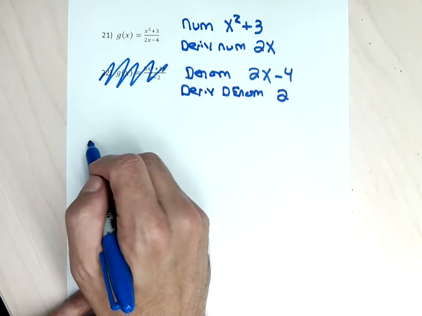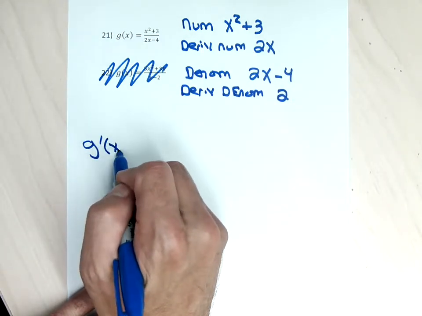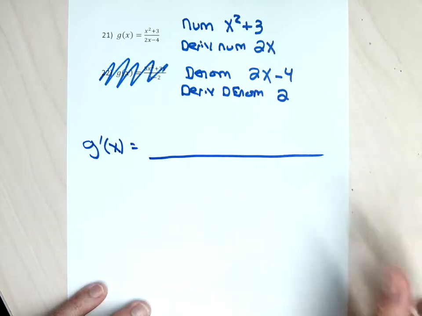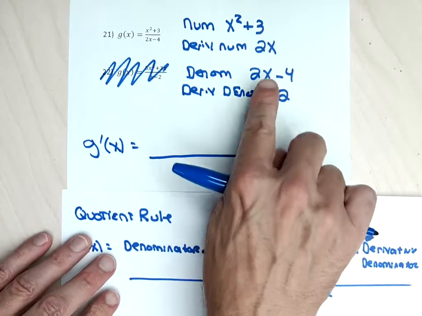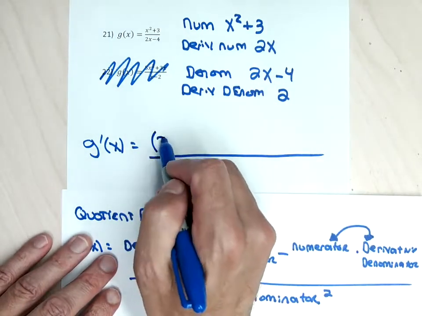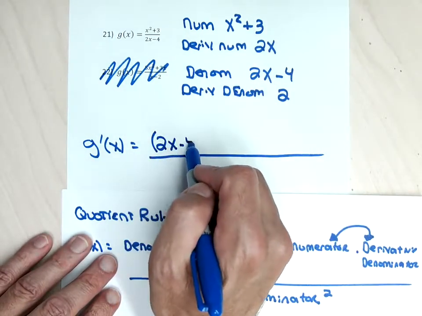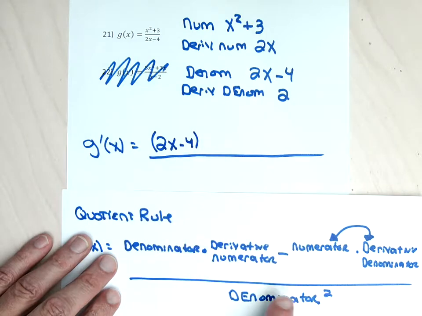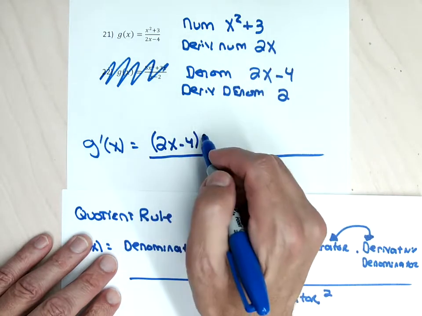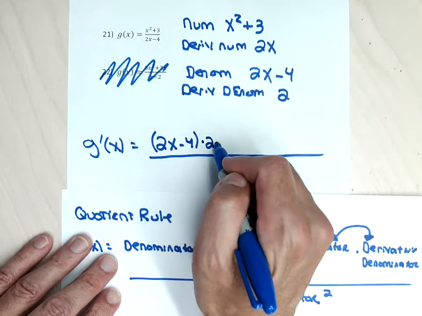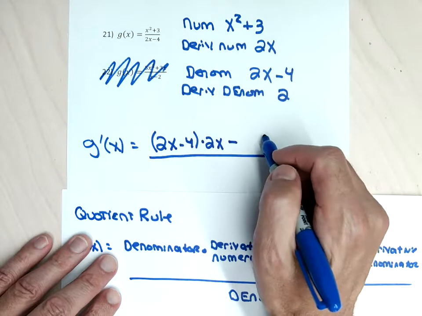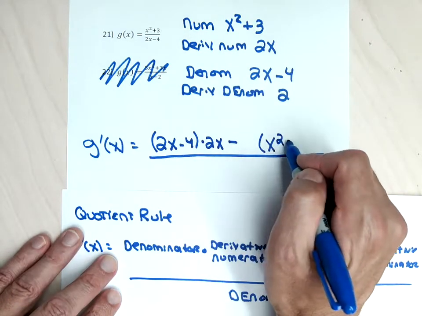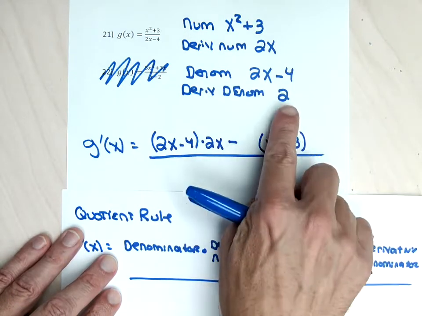For my derivative, using the formula, to find the derivative, I'll write the denominator, 2x minus 4, put it in parentheses because it's a binomial, times the derivative of the numerator, which is times 2x, doesn't really need to be in parentheses, but I could have put that 2x in parentheses, minus the numerator, x squared plus 3, times the derivative of the denominator.